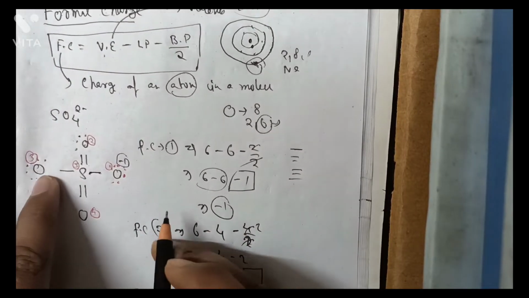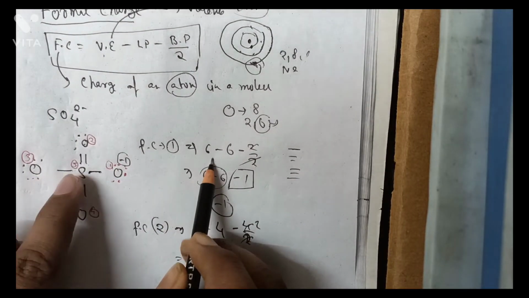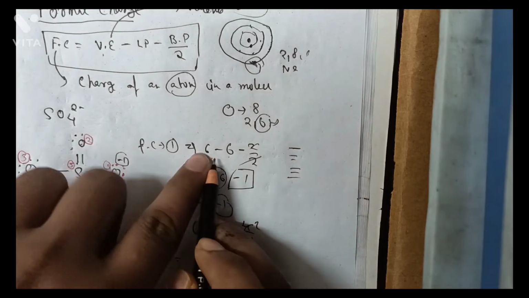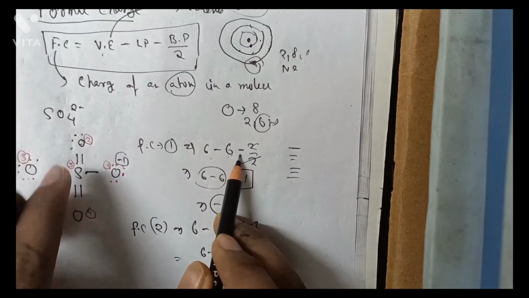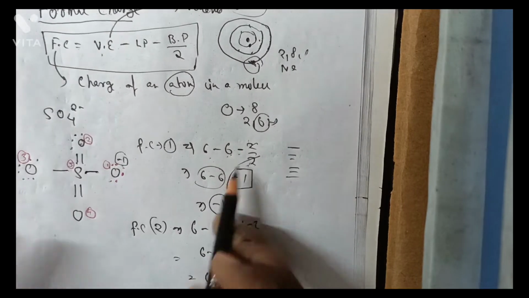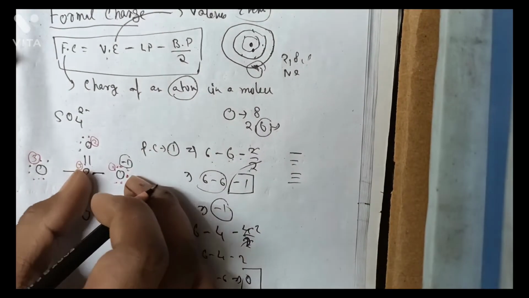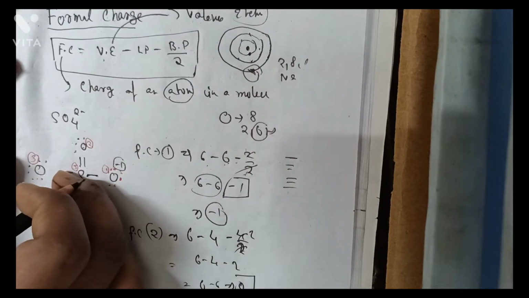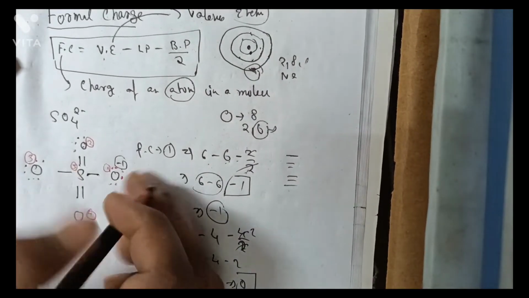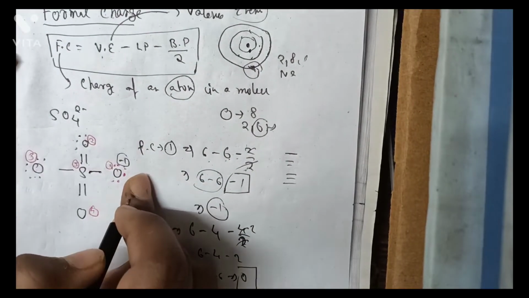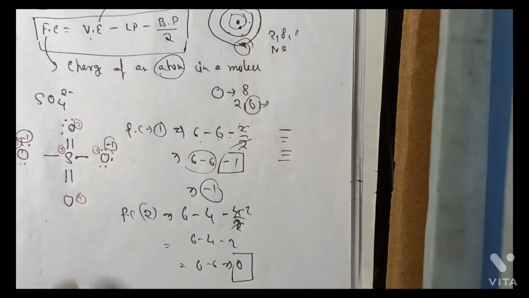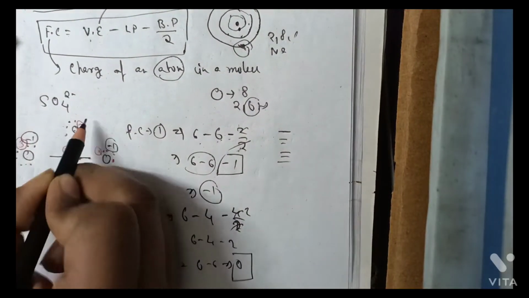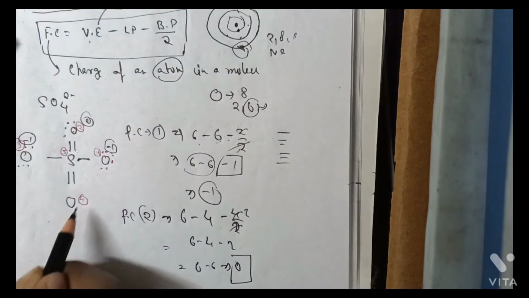As you can see, for oxygen, lone pair is 6, minus bond pair electron 2 by 2, the same. That means the calculation for this atom is equal to the calculation for this atom. That means for this atom, what is the charge? This atom will be the same. Similarly, for this atom also, it has 0 charge, so it will also have 0 charge.